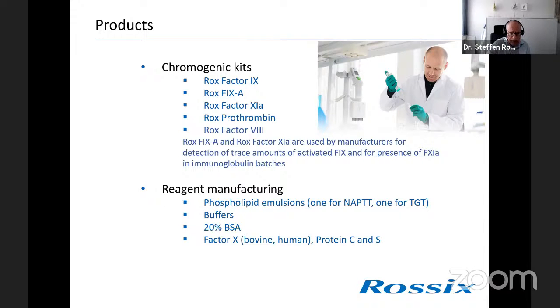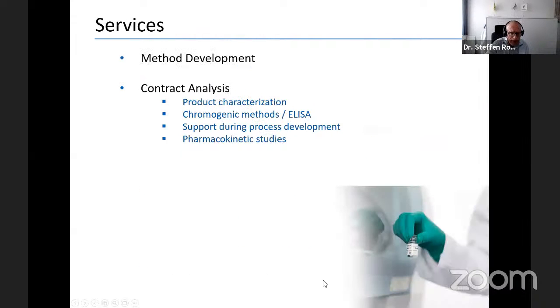We do some reagent manufacturing. We, for example, make also phospholipid for the APTT and for the TGT. We make some buffers and validated 20% bovine serum albumin and also some proteins. We also make some customized products, and the core activities, of course, are method development, and we make contract analysis.